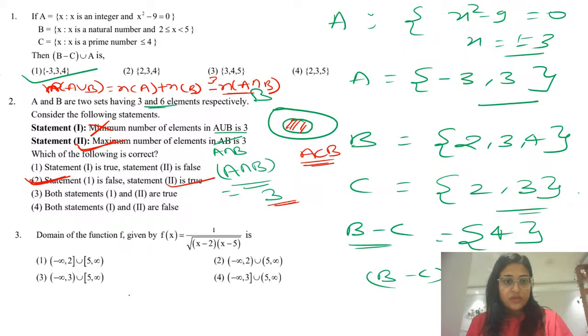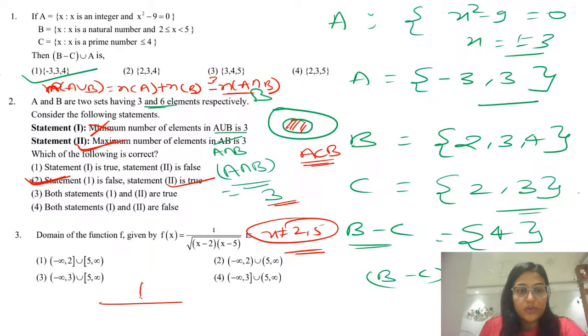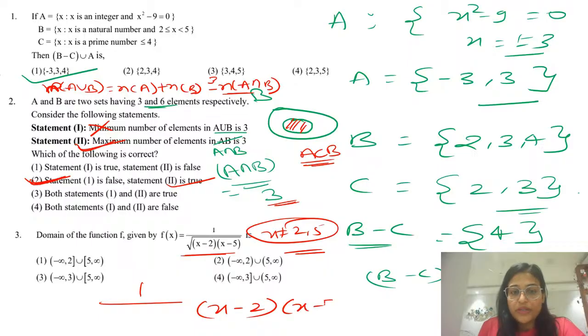The last question here is to find the domain. Whenever such a function is given, what we have to find is that the denominator can't be 0. If the denominator is 0, it will become not defined. So x is not equal to 2 and 5. Now we know that whatever is in the square root will always be greater than or equal to 0. But we don't have to take the equal to here since it is in the denominator. So it will be greater than 0.